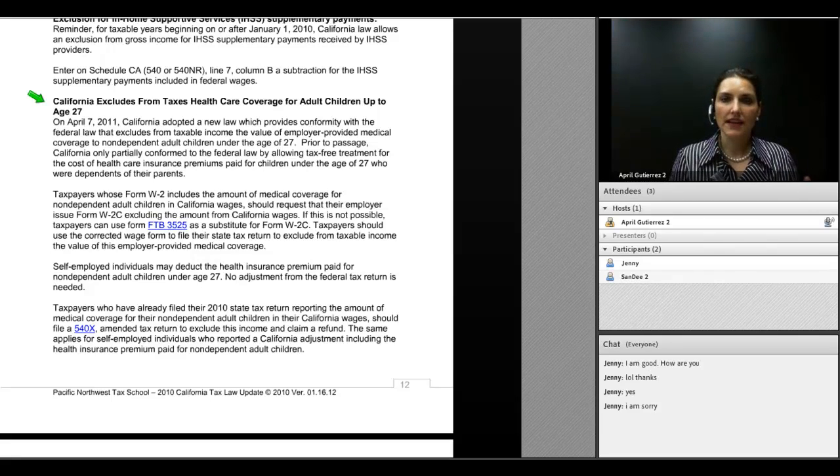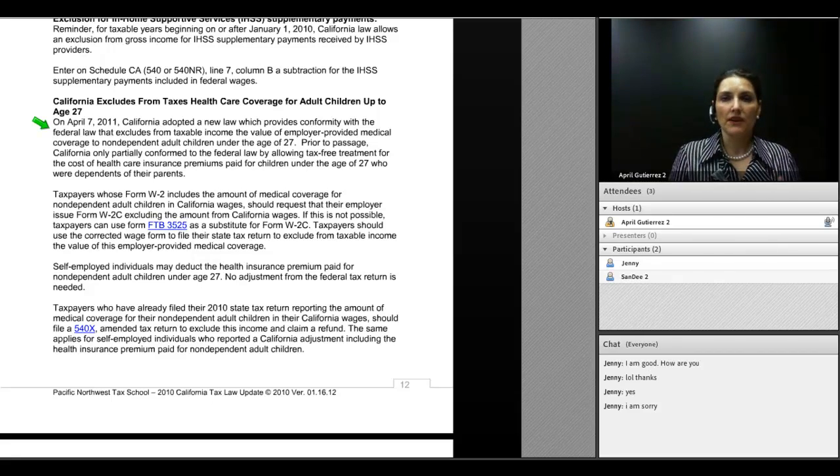Well, at the end of 2010, California said, well, we're only going to allow you to claim a deduction for health insurance premiums paid for your children, your adult children, if they were your dependents. And if those children paid more than 1/2 of his or her own support, then you would have an addition to income on California. Well, towards the end of the 2011 filing season, specifically on April 7, 2011, California adopted the federal provision in full.